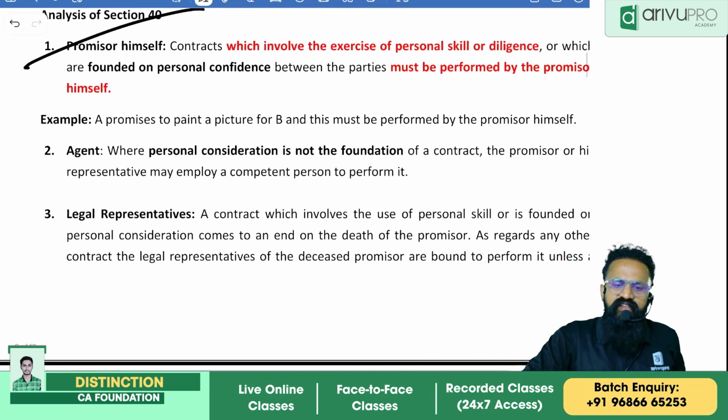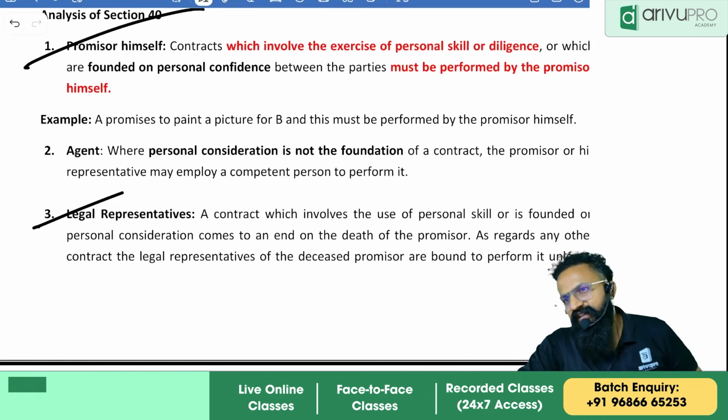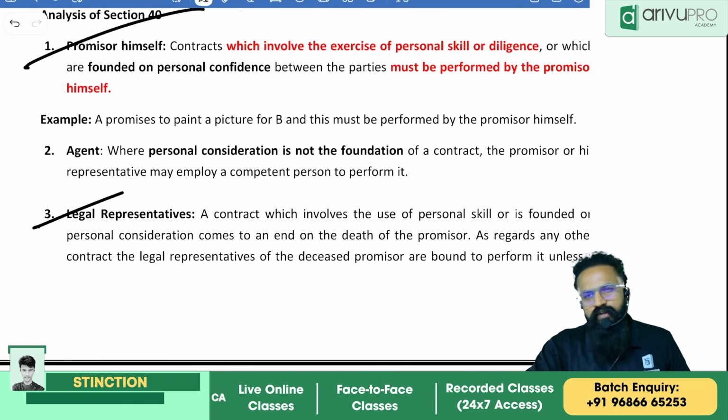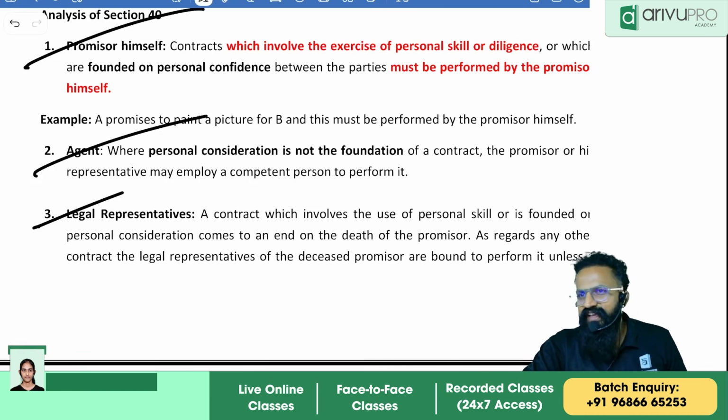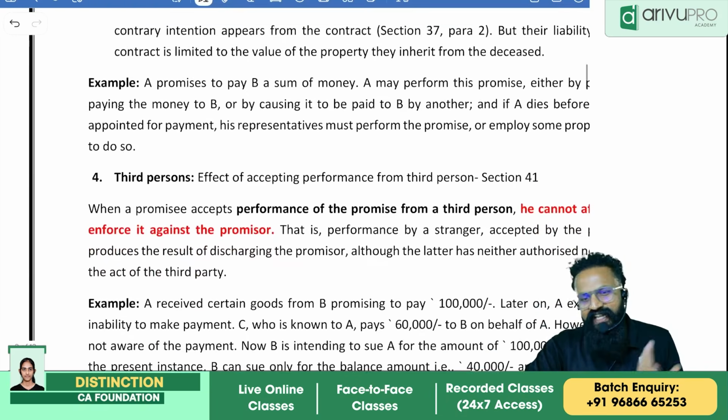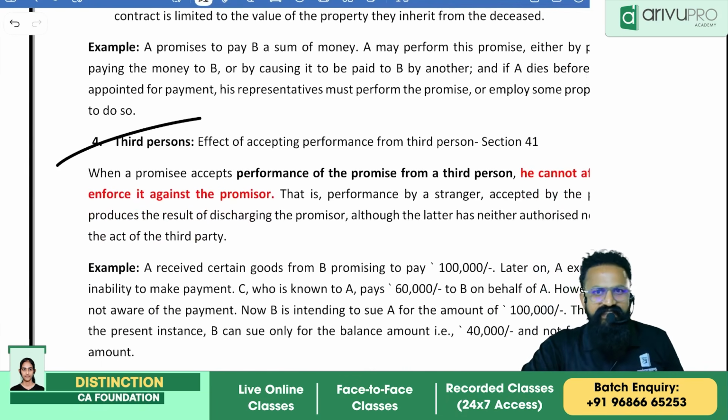Sir, what if it's the case of death and such scenarios when there is no personal skill or talent involved? It is the responsibility of the legal representatives to perform the contract. Next one is agent. Correct? Now understood? I can do it or I can tell an agent to do it. Fourth one is third person.